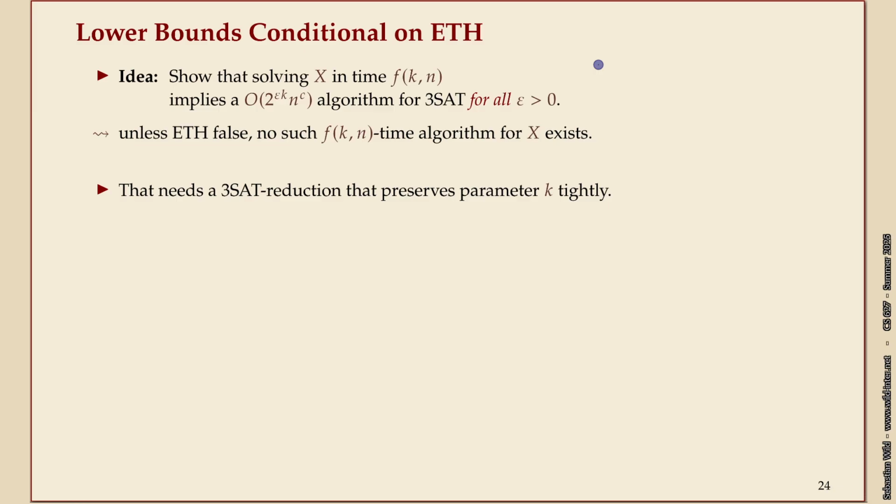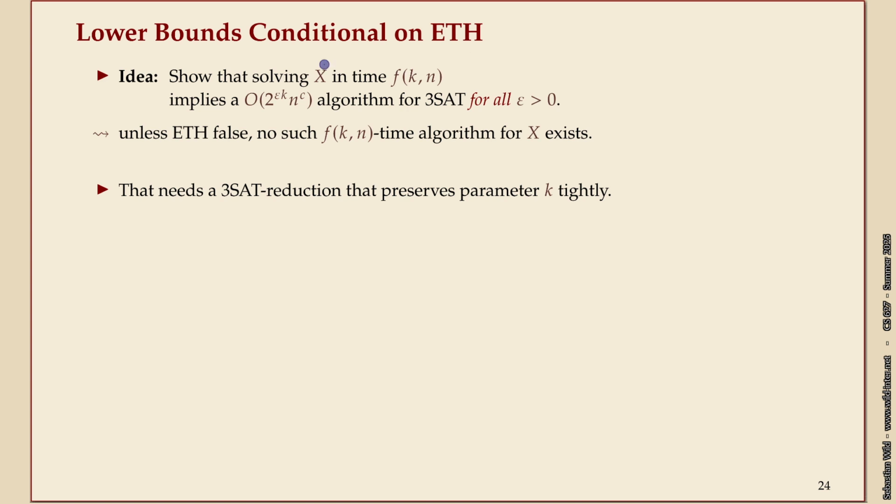So it's analogous to P and NP. We prove something is NP hard. What does that mean? Well, it means unless P and NP are the same, there's no polynomial time algorithm for that problem. And so we want to do the same thing with ETH instead of P equals NP, or P not equals NP.